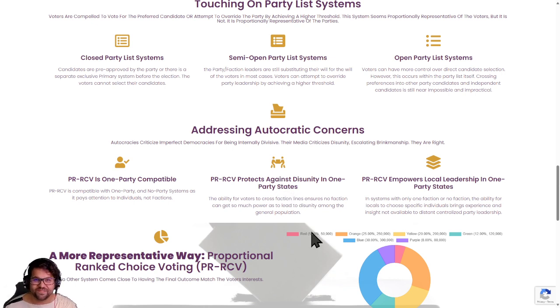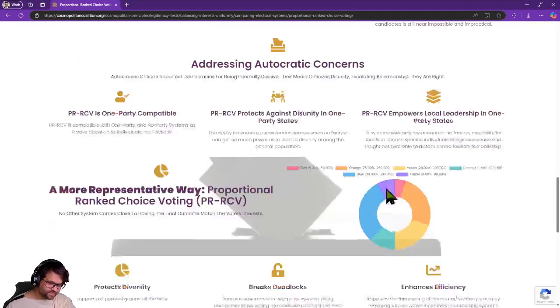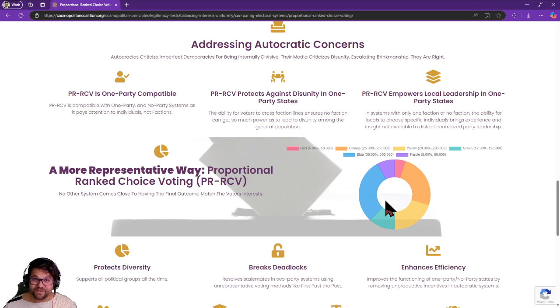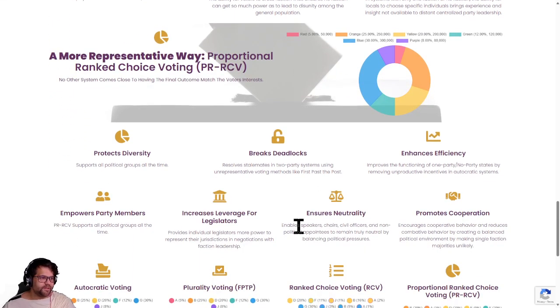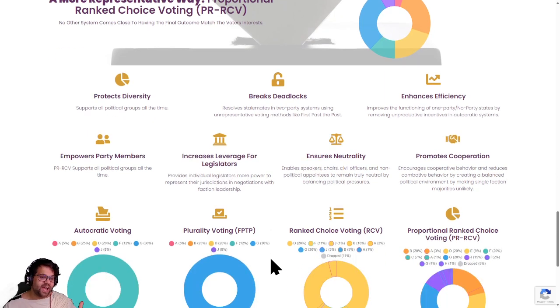More representative, in fact, than most true democracies today, because it is more representative than plurality voting. So we find that proportional ranked choice voting is a more representative way. It protects diversity, breaks deadlocks, enhances efficiency, empowers party members, increases leverage for legislatures, ensures neutrality, promotes cooperation, and is overall a really good way to represent everyone, everywhere, all of the time.